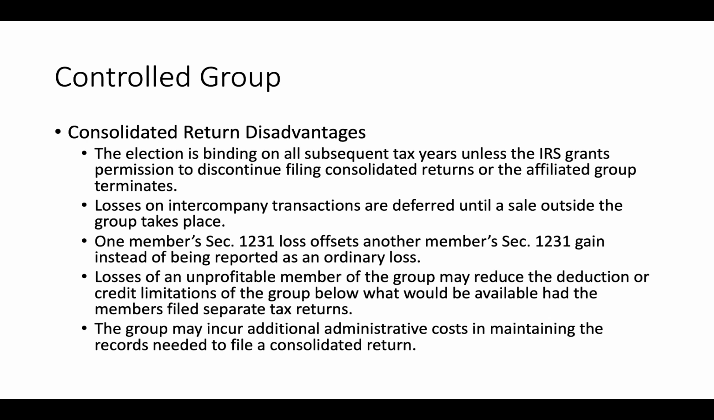One member's Section 1231 loss offsets another member's 1231 gain instead of being reported as an ordinary loss. Losses of an unprofitable member of the group may reduce the deduction or credit limitations of the group below what would be available had the members filed separate tax returns, and the group may incur additional administrative costs in maintaining the records needed to file a consolidated return.